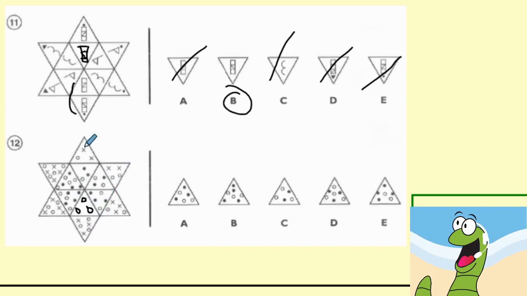But what about the crosses and the black dots? Any relationship? 2 crosses, 2 dots. 3 dots, 3 crosses. 1, 2, 3, 4 crosses, 1, 2, 3, 4 dots. So, how many crosses? 1, 2, 3. That must mean that we have to have 3 crosses.